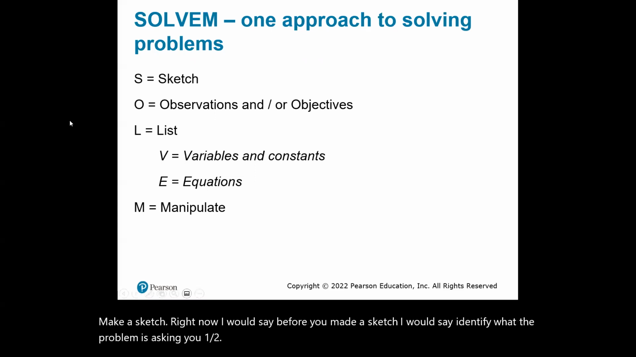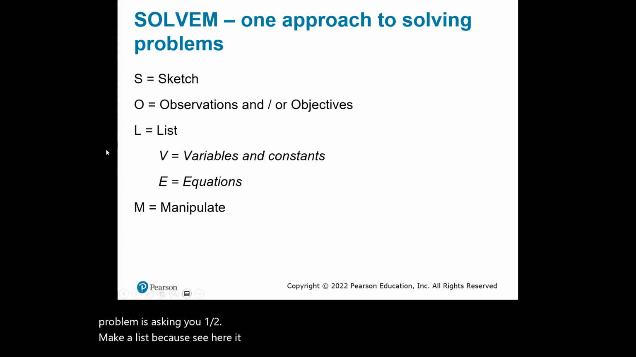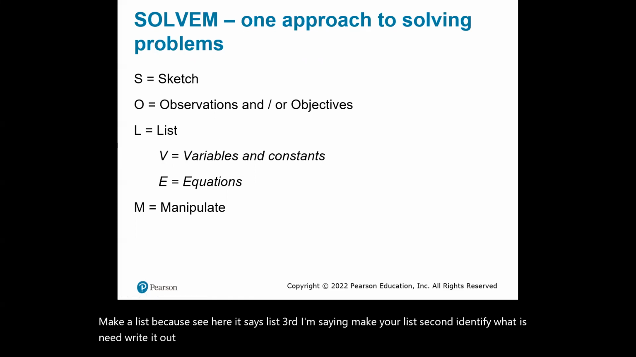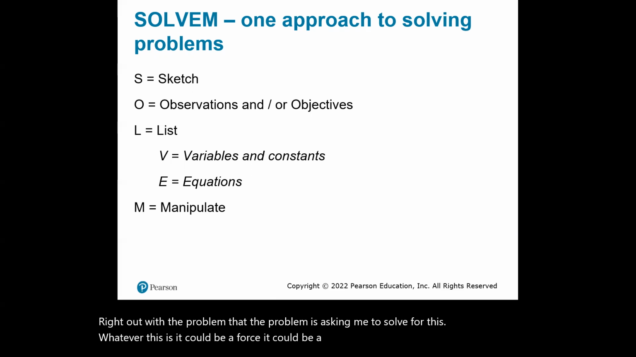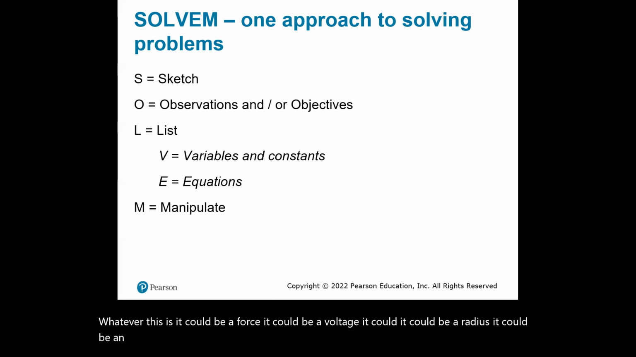Then make a list. Because see here, it says list third. I'm saying make your list second. Identify what is needed. Write it out if you have to. Write out what the problem is asking. The problem is asking me to solve for this. Whatever this is, it could be a force, it could be a voltage, it could be a radius, it could be an area, a volume, it could be a multiplicity of things.